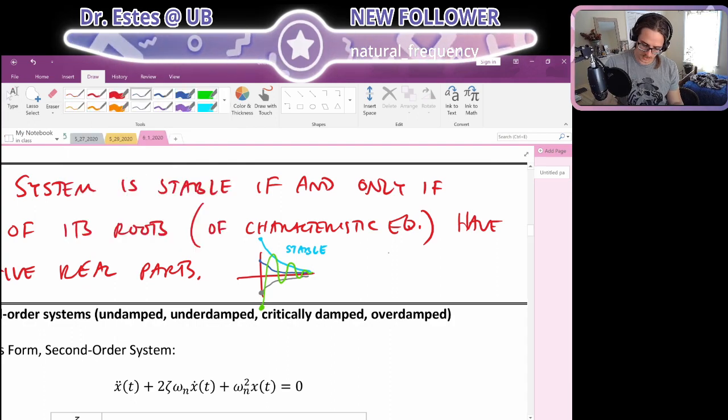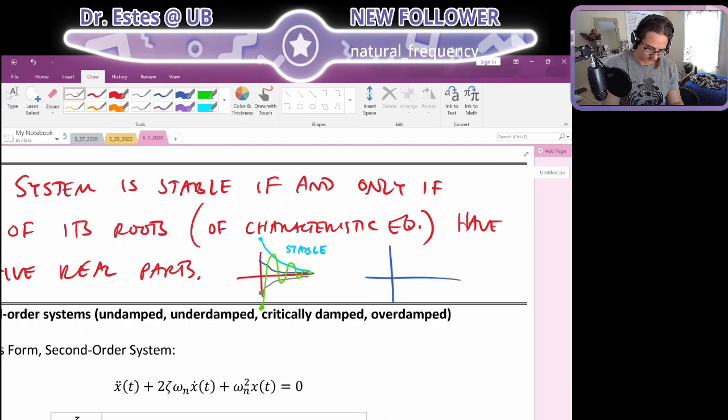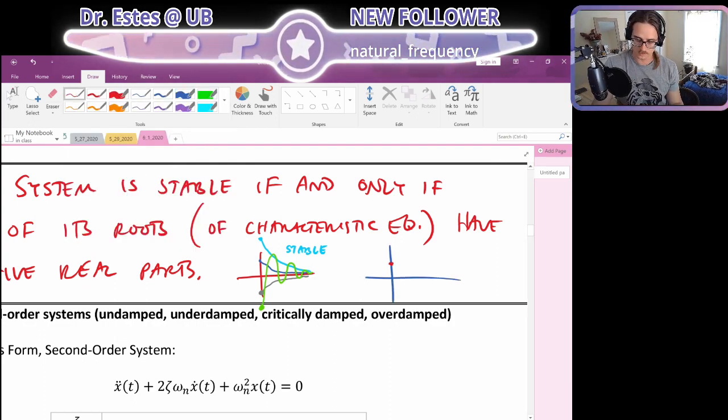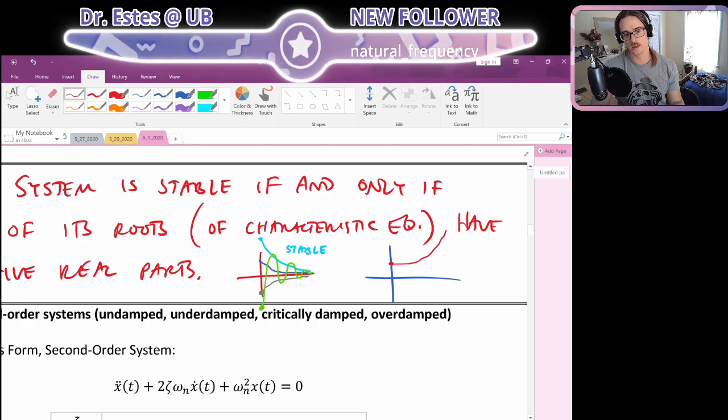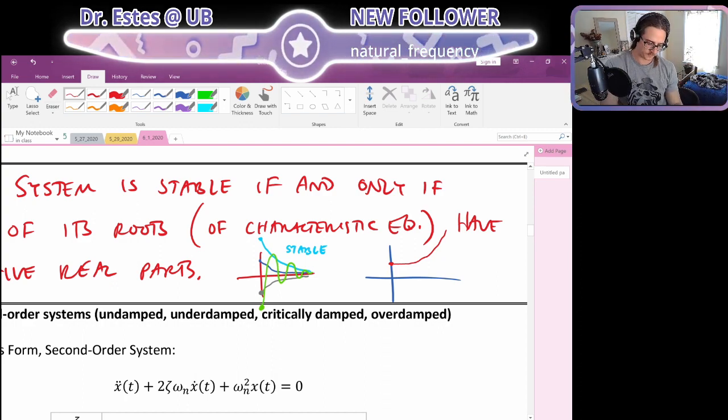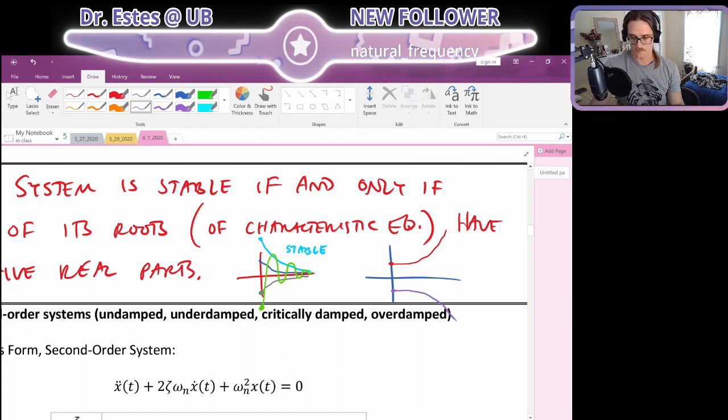What does an unstable system look like? Well, you might start it here, but it's only going to get farther from 0, and it's going to go faster and faster and faster, running away from 0. If you start at negative, same thing. It's like, I want to stay as far away from 0 as I can.